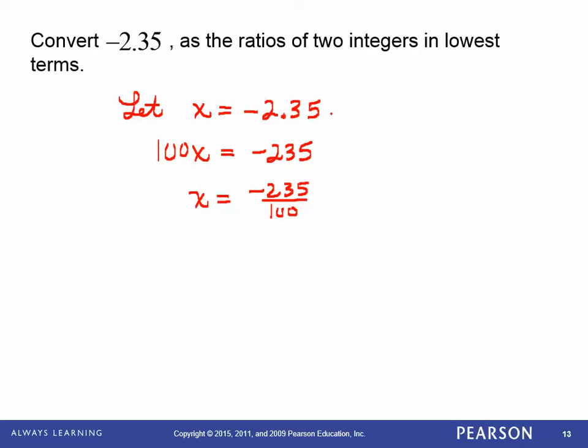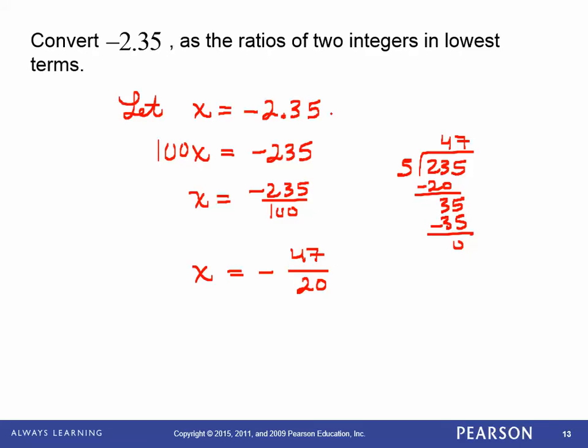And then, yes, you do have to reduce this. It looks like 5s will go into both those numbers. So 5 goes into 235. Let's see, 4, that's 20. Subtract, that makes 3 left over. Bring down the 5, and how about a 7 to make the remainder of 0? So how about a negative 47 over 20, because 5 goes into 100 20 times. Again, that is going to be in lowest terms as well.